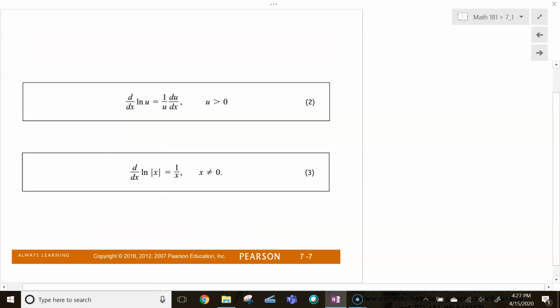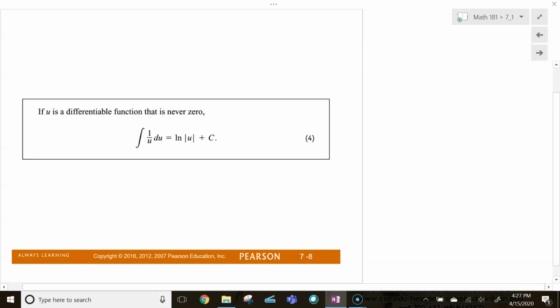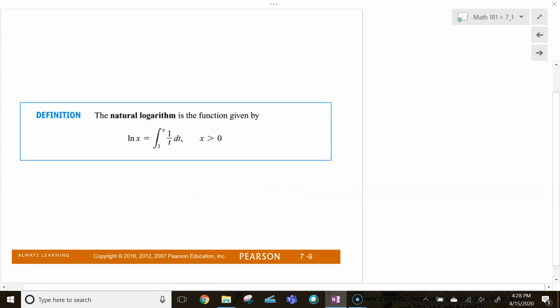All right, just a reminder, we remember that the derivative of the natural log of x is 1 over x, right? Or there it is with the absolute value as well. The integral of 1 over x is the natural log of the absolute value of x plus a constant.